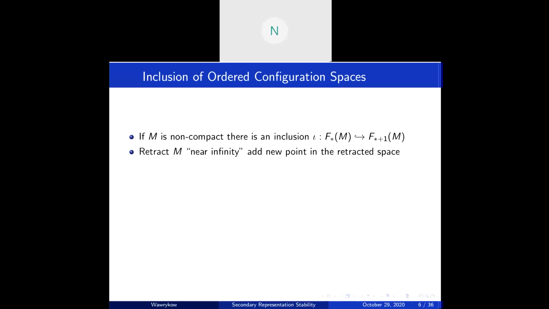So going from a configuration space of n points to a configuration space of n minus 1 points. But when M is an open manifold or non-compact, there's a nice inclusion of the ordered configuration space on n points on M into the ordered configuration space on n plus 1 points. And to do that, you just retract near infinity, or the boundary if you're going to think of it as a boundary, and you add a new point in the retracted space.